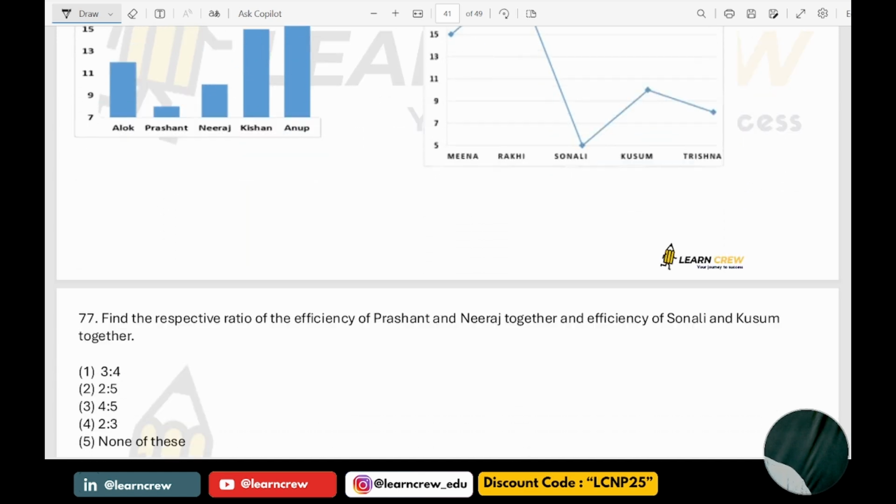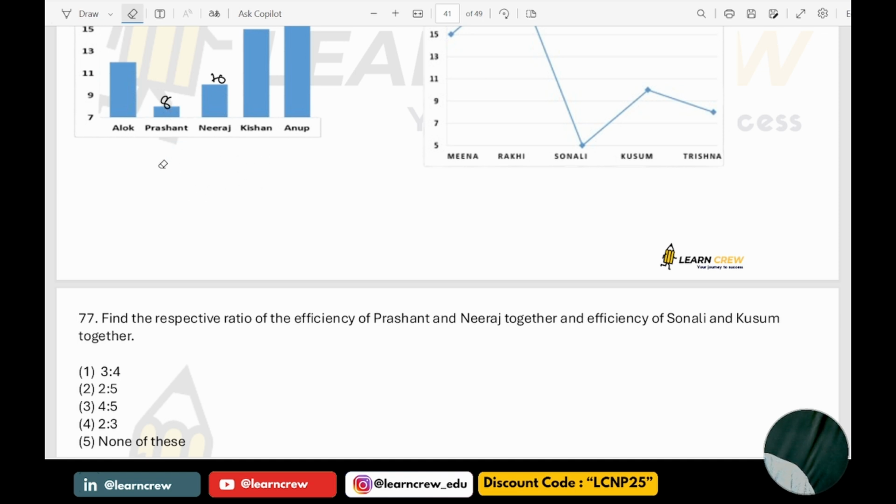the ratio of the efficiency of Prashant and Neeraj together and the efficiency of Sonali and Kusum together. So Prashant takes 8 days, Neeraj takes 10 days. Together they can complete the work in 8 into 10 by 8 plus 10. Otherwise, in the units method, let me explain. 8, 10, LCM is 40.